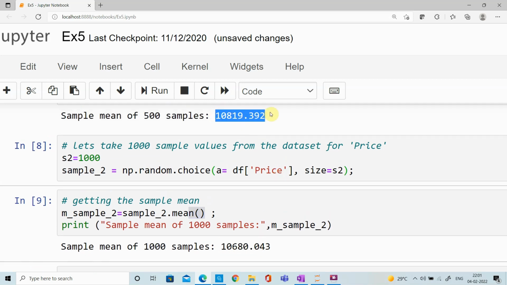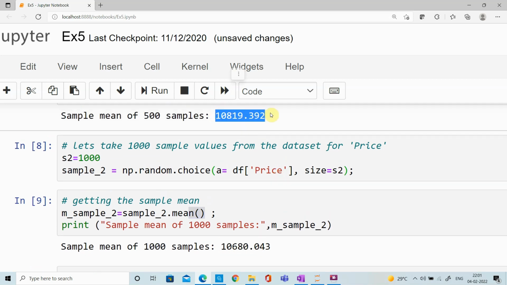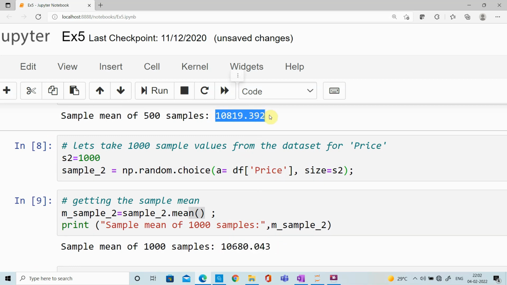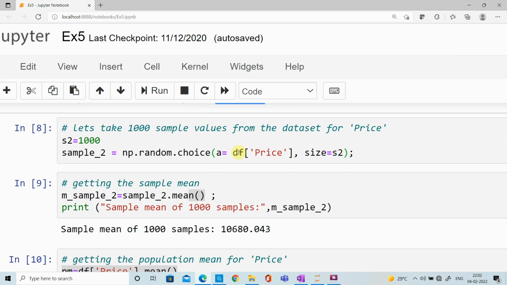So from these two, the sample you have randomly selected 500 and calculated the mean, the sample you have randomly selected 1000 and calculated the mean, almost your mean will be around 10,000 or near to that. So this sample mean is confirming that your population mean will be around 10,000. So you have got the statistical inference from your sample mean.